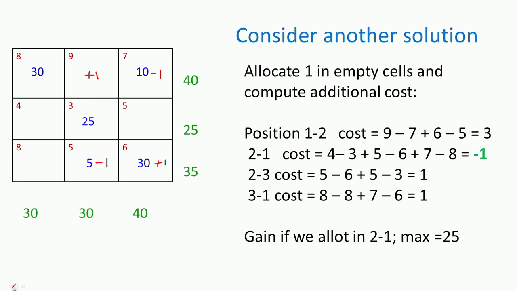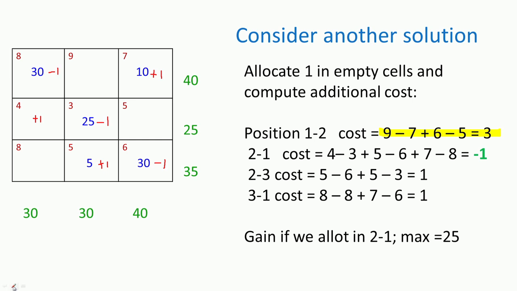So, the net effect of this plus is 9 minus 7 because of the minus 1 plus 6 minus 5, which happens to be 3. Now, we try the next position, where I put a plus 1. When I put a plus 1, I get a minus 1, I get a plus 1, I get a minus 1, I get a plus 1, and I get a minus 1 to balance it.